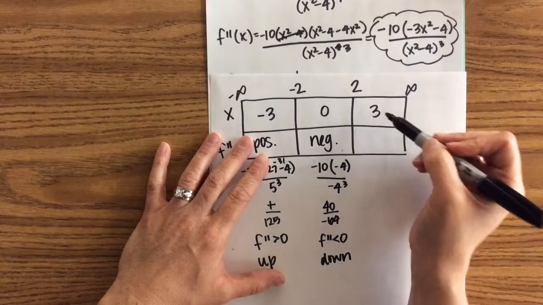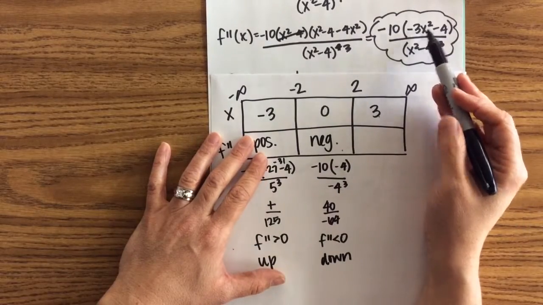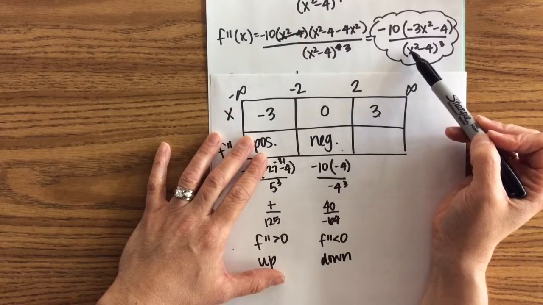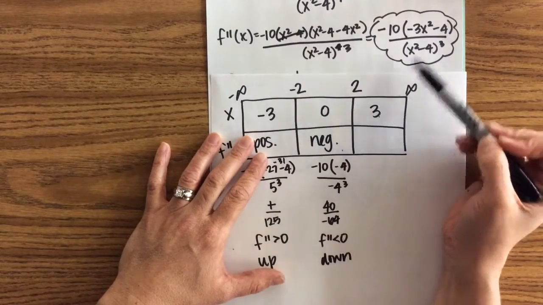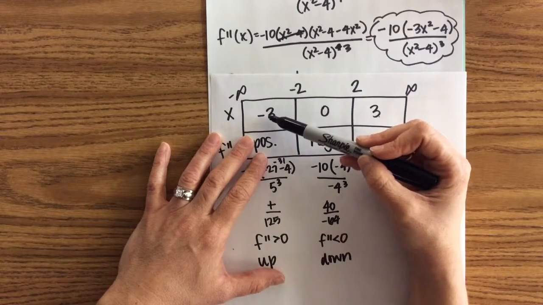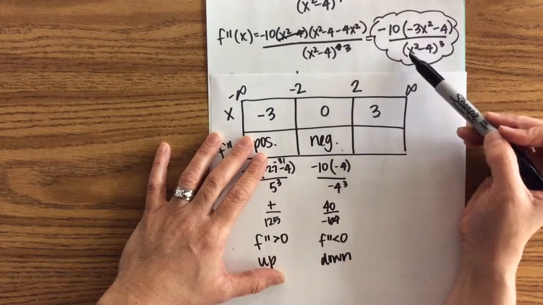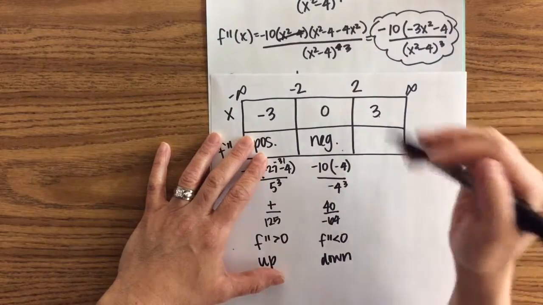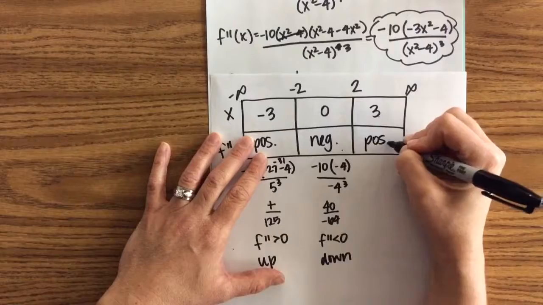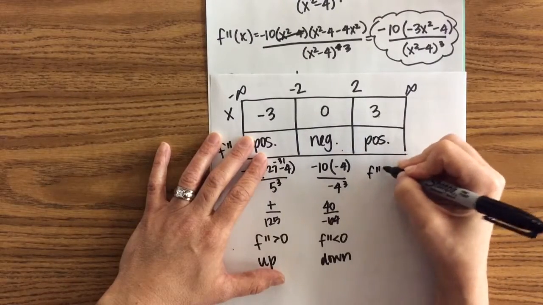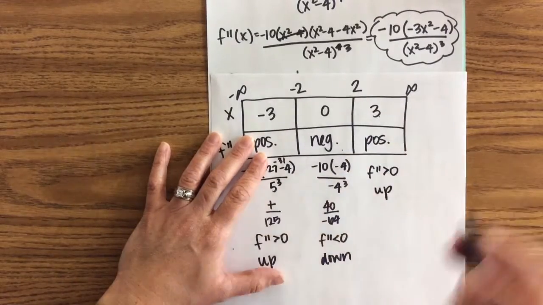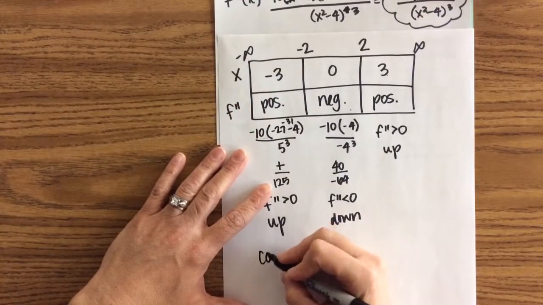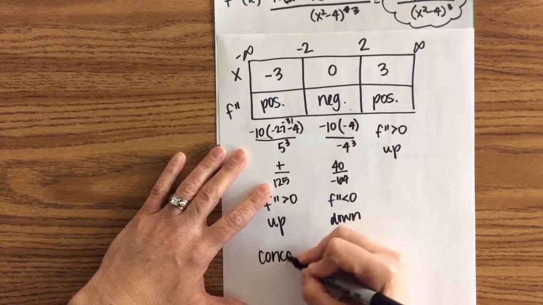Now I'm going to check 3. I'll plug in 3. And because I'm plugging it into an x squared term and an x squared term only, my 3 result has to be the same as my -3 result, because -3 squared is 9 and 3 squared is 9. So I'm anticipating the same result. That means it will be positive. And that means it is greater than 0. It is concave up.